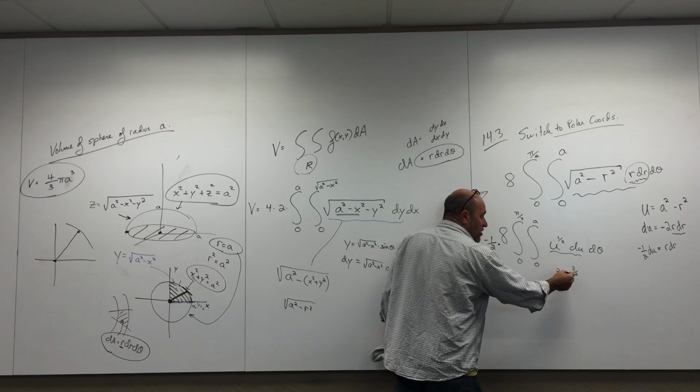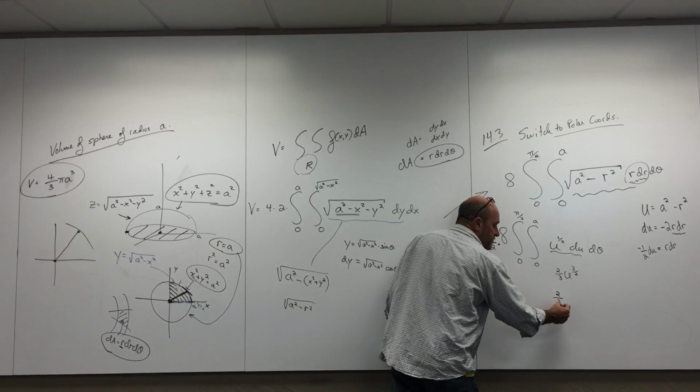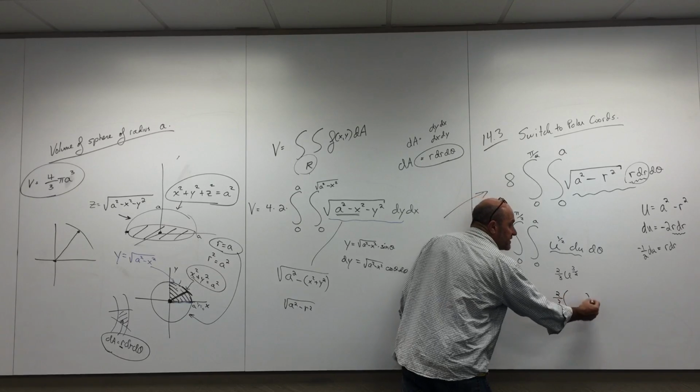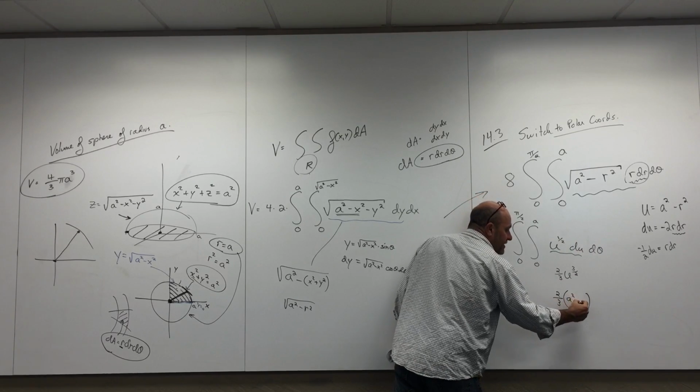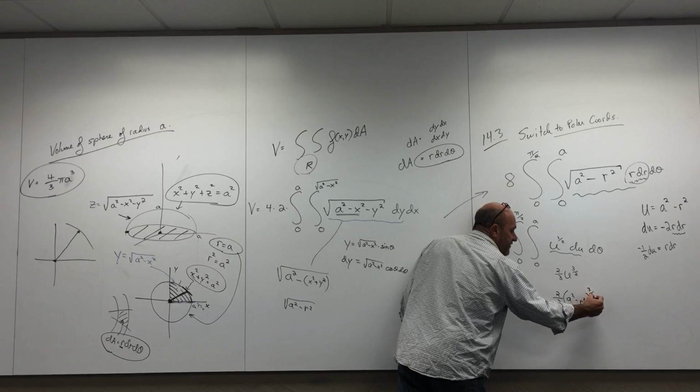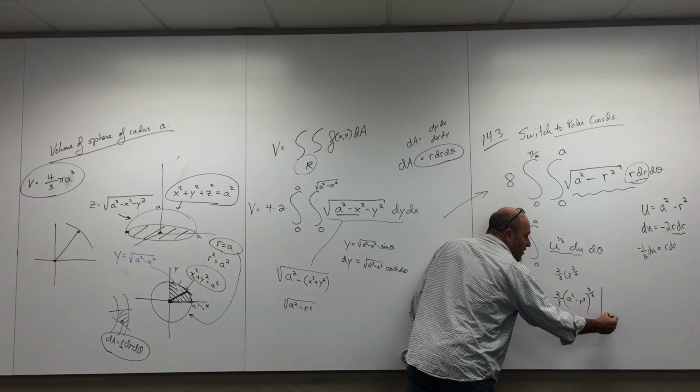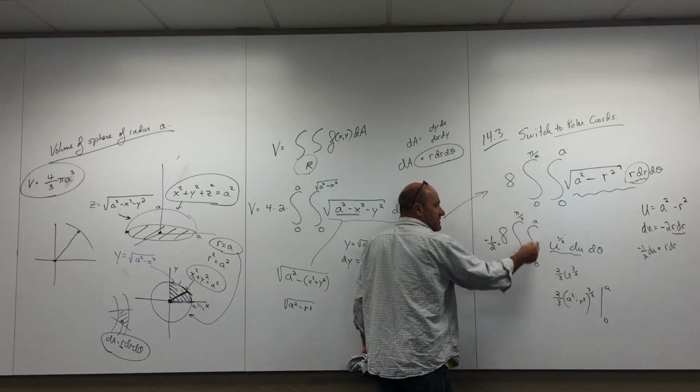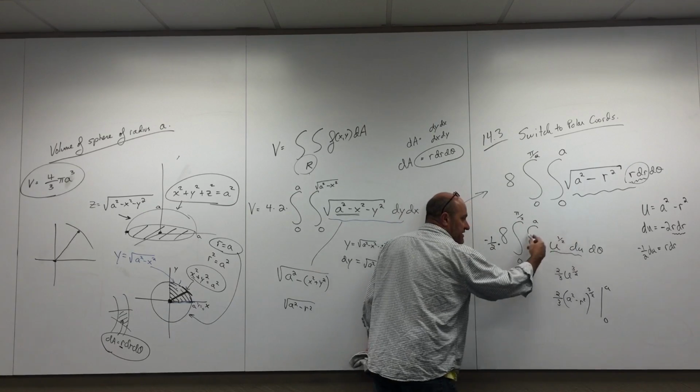Let's get back to r's. What was this u? It was a squared minus r squared. Oh yeah, a squared minus r squared to the 3/2 from 0 to a. Those are my bounds. All right, here I am. I'm working on this inner integral.